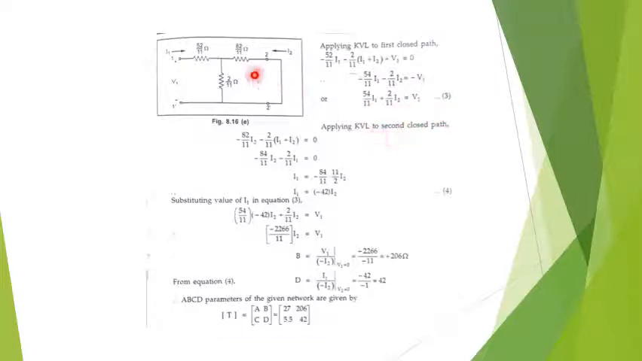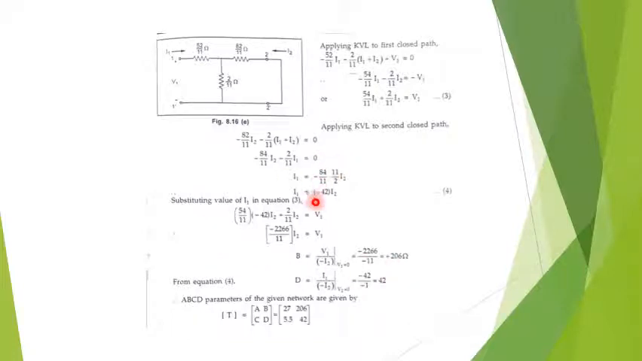Applying KVL to the second path here, this path, so it will be minus 82 by 11 I2 minus 2 by 11 into bracket I1 plus I2 equal to 0. So here straight away I get the equation in terms of I1 and I2, that is I1 is equal to minus 42 I2. What is my transmission parameter D? It is nothing but I1 upon minus I2. So when I take this here I1 upon minus I2, it works out to be 42. It is a current ratio, it will not have any unit.